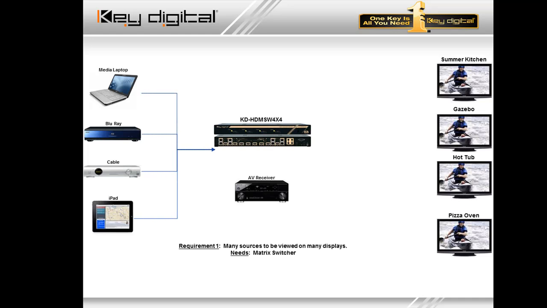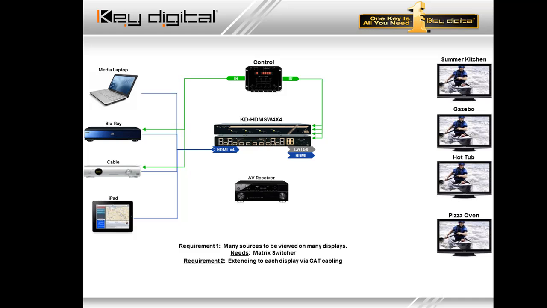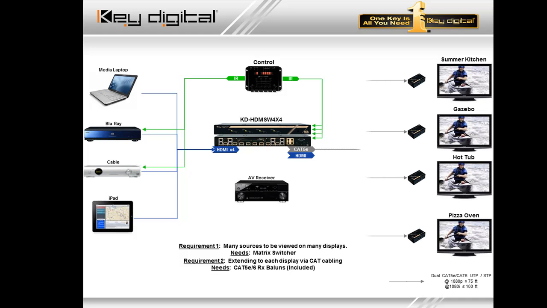Requirement number 1, matrix switcher. Many sources we have here, many displays as well. Because it is the HDMSW 4x4, we're going to show how we feed in the control ports from this control system, the simple IR control block. We're going to feed in 4 control ports into IR control ports 1, 2, 3, and 4 on the matrix, and it's going to allow us to control those televisions as well. Extending to each display via Cat cabling, we're going to go with the KD Cat HD 4x4 RX. You see they're not itemized on this system design because they are included with that KD-HDMSW 4x4. It's a kit: matrix, 4 receive bands, 8 HDMI cables, all in that box for that SKU.